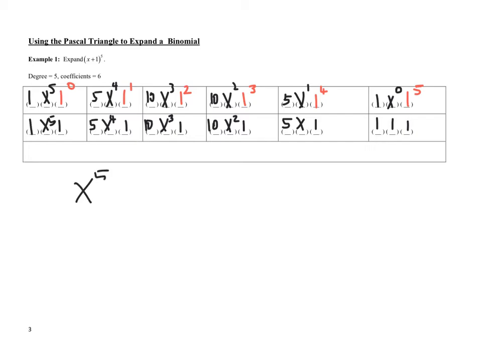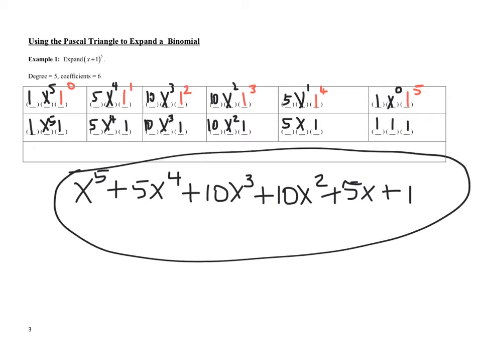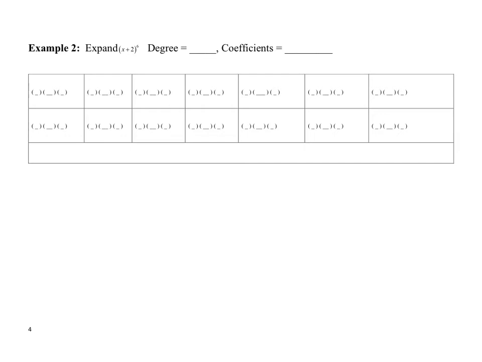So it's going to be x to power 5 plus 5, x to power 4 plus 10, x to power 3 plus 10, x squared plus 5x plus 1. So that is the answer for the binomial expansion. Okay, let's do another one here.